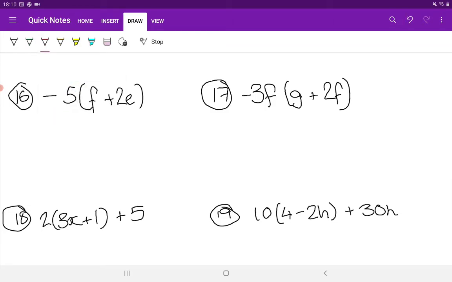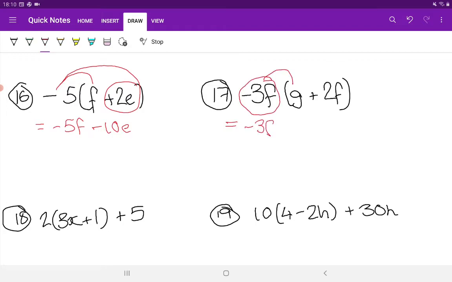Okay, so minus 5 times f, positive f, negative times a positive is a negative, so negative 5f. Minus 5 times plus 2e, minus 5 times plus 2 is minus 10, so that would be negative 10e, so minus 5f minus 10e. And then this last one here, before we move on to a slightly different type, minus 3f times g, we just write as minus 3fg, and then minus 3f times positive 2f. Deal with the numbers first, folks.